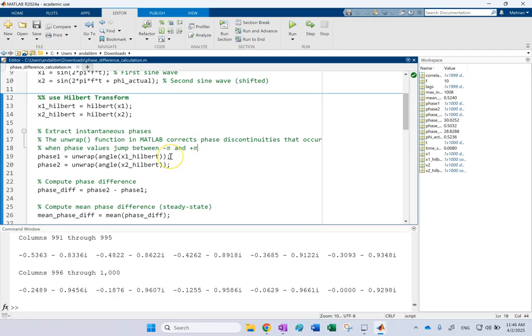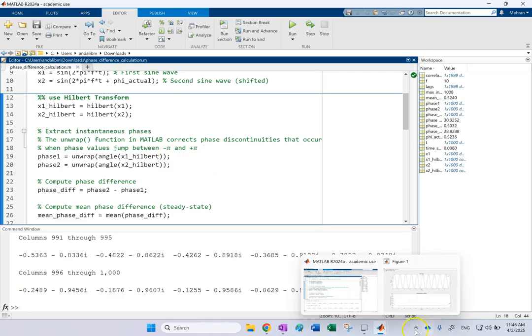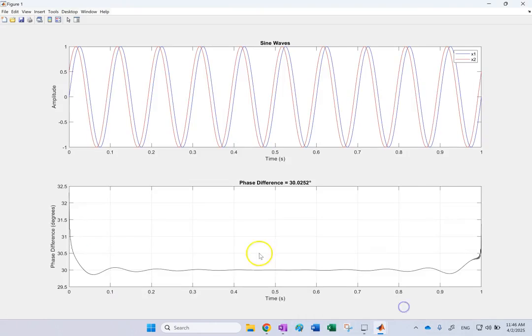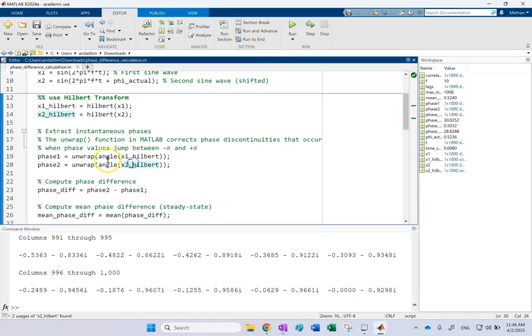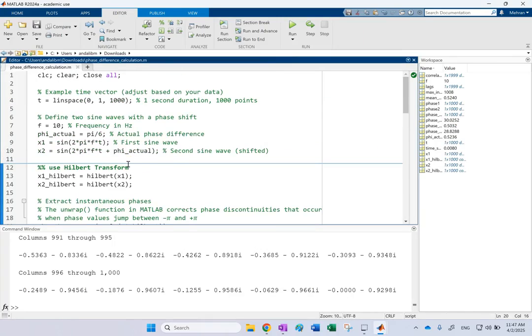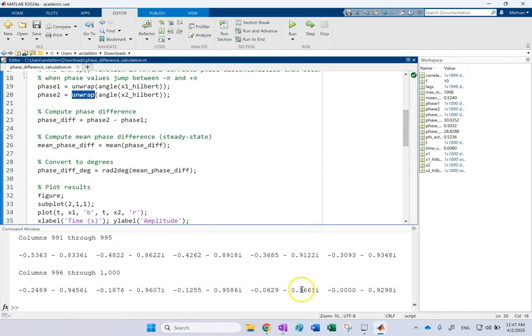So to correct for that and not give you a discontinuous plot, and give you a continuous nice plot like this without jumping between negative and positive numbers, you can use the command unwrap to correct for those discontinuities. So this is the built-in function that gives you the nice result. So this is using the Hilbert transform.